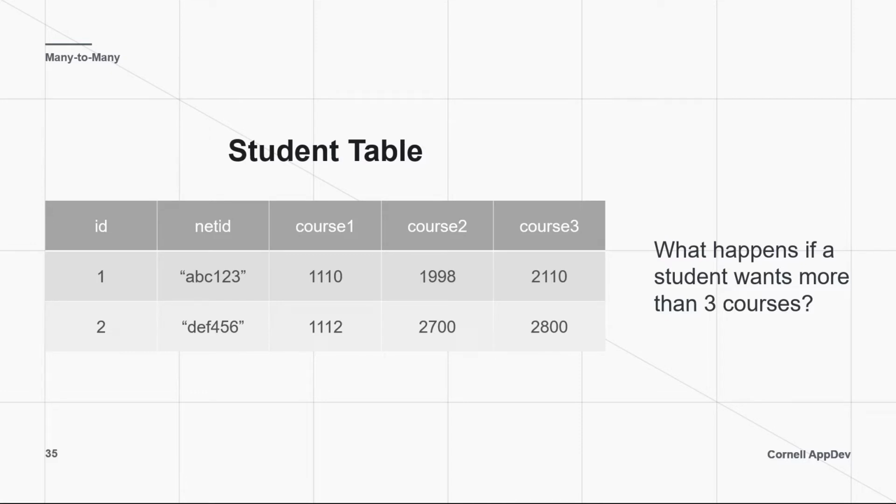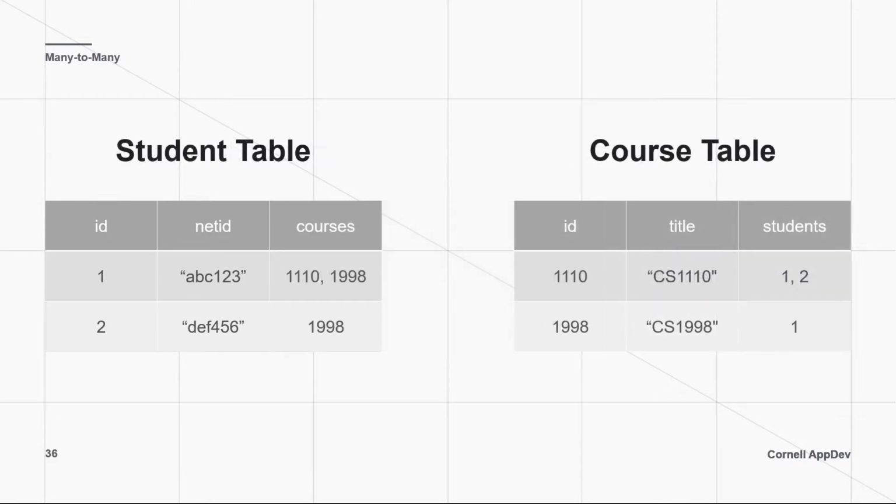Oops, can't store that. Out of luck. Well, okay, what if we do the second method and we do lists, right? So we say, okay, in the student table, student 1 is enrolled in CS 1110 and then this course, 1998. And then in the course table, you also have references back to the student, right? And this time you do need the cross-references.